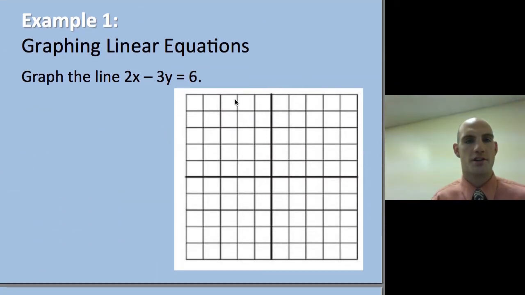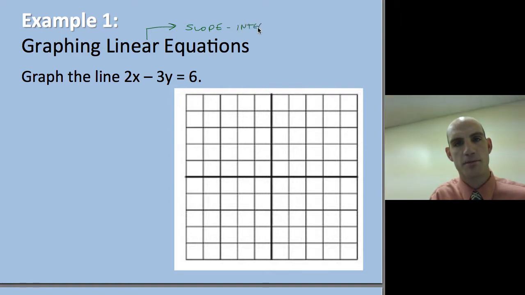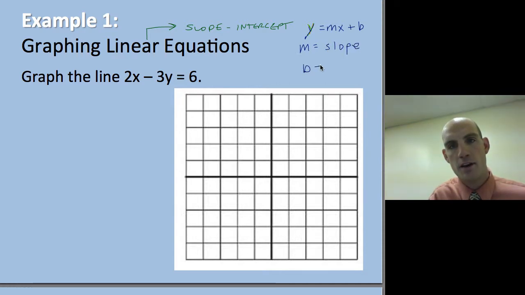When we graph linear equations, the general form for slope intercept is going to be y equals mx plus b, where m is equal to the slope and b is equal to the y-intercept.